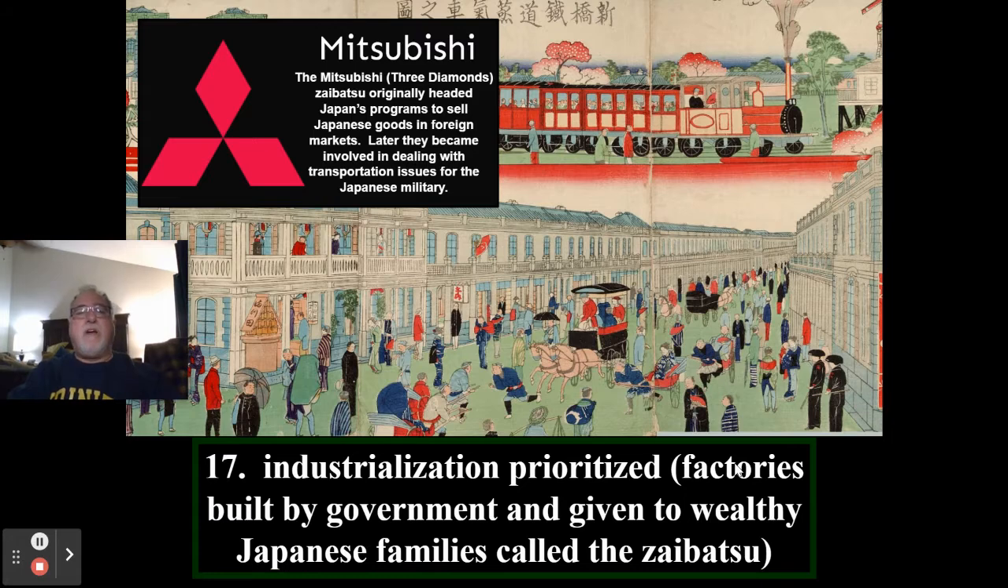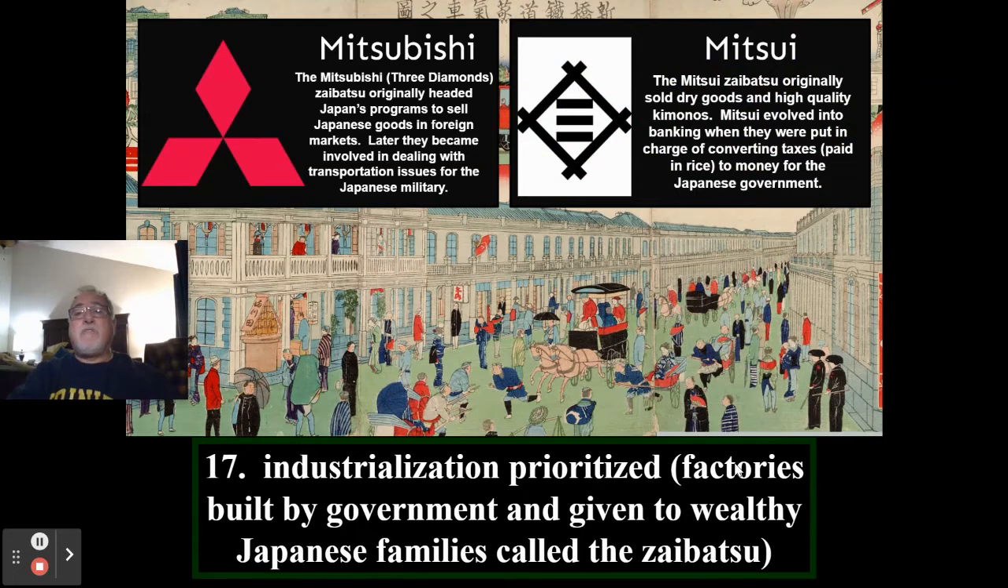Mitsubishi, which means the three diamonds. Zaibatsu originally headed Japan's program to sell Japanese goods in foreign markets. Later, they became involved in dealing with transportation issues for the Japanese military. Mitsui originally sold dry goods and high quality kimonos. Mitsui evolved into banking when they were put in charge of converting taxes paid in rice to money. Interesting.